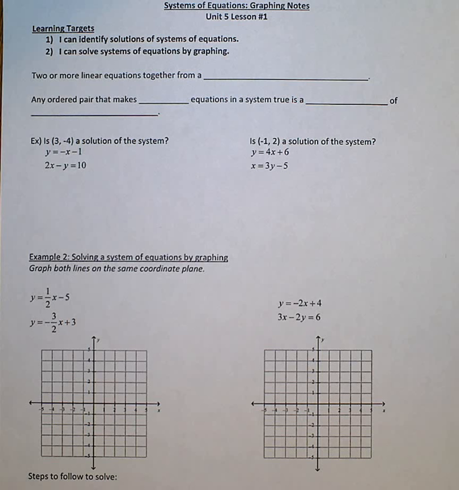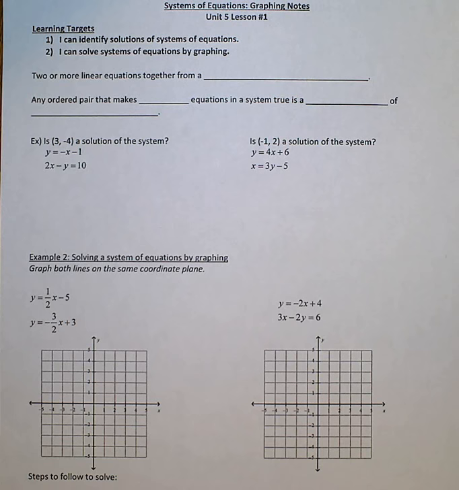Today we're going to start our last chapter of the semester, Systems of Equations. And we're going to talk about how to solve systems of equations by graphing. At the end of this video, you should be able to identify solutions of systems of equations, and you should be able to solve the systems by graphing.